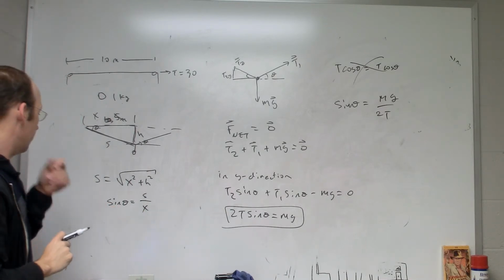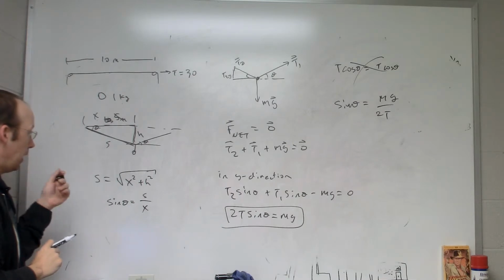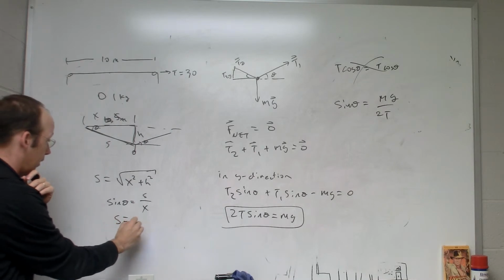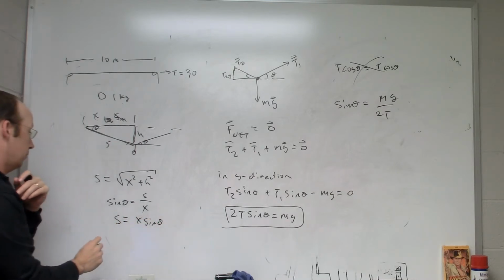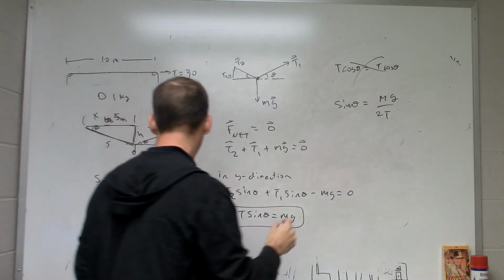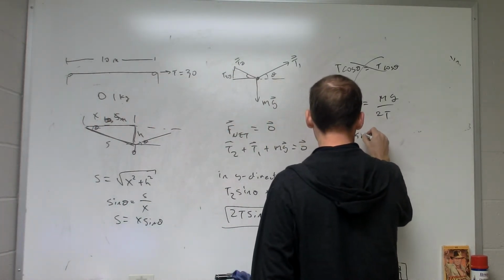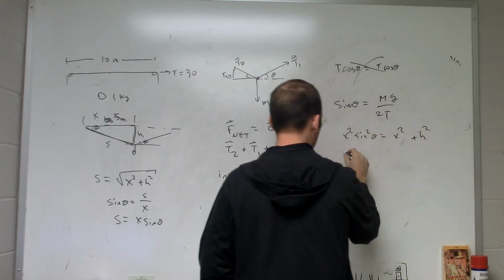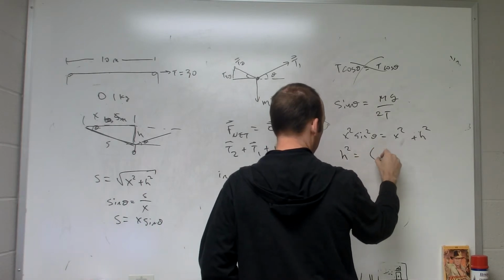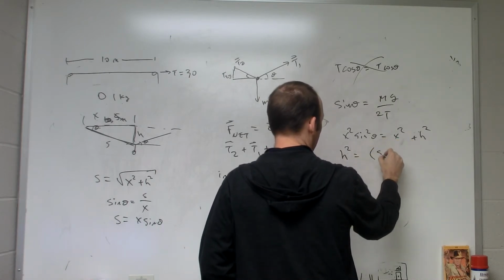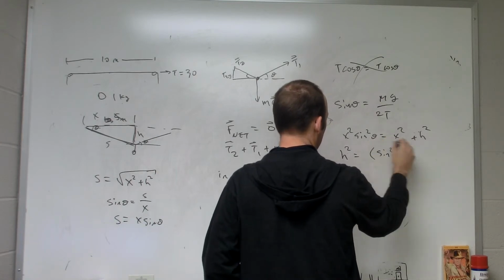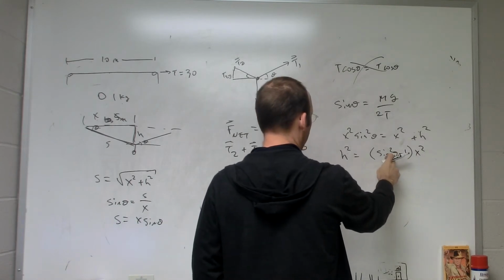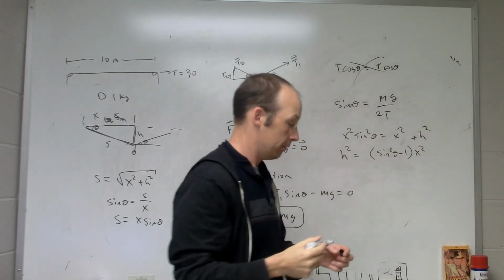So I can do the following. I know x. I don't know s. I don't really care about s. But s equals x over sine theta, and I put that in up here. Rewrite it, I get x squared over sine squared theta equals x squared plus h squared. So h squared equals x squared times the quantity one over sine squared theta minus 1. So now I know x is 5. I know sine theta is that, so I can solve for h.